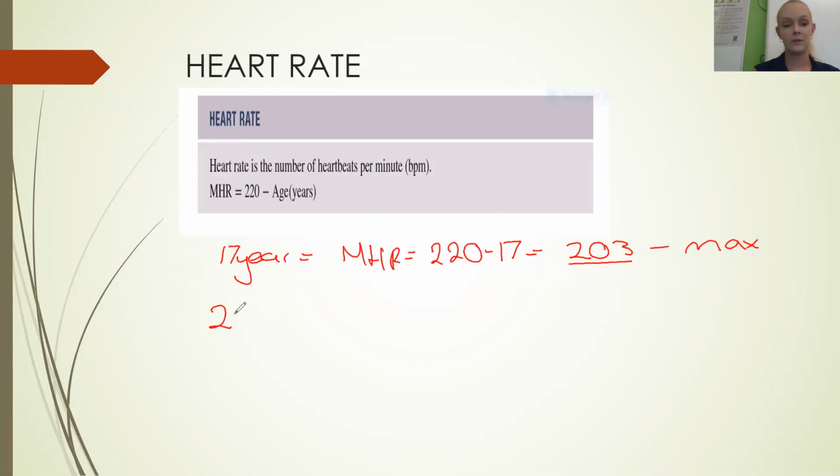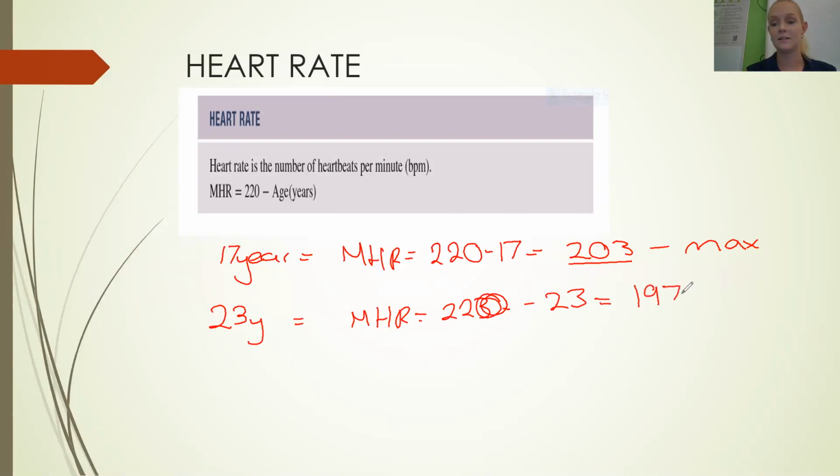A 23-year-old like myself would have a maximum heart rate of 220 minus 23, which would bring me down to 197. And that is at our absolute maximum.